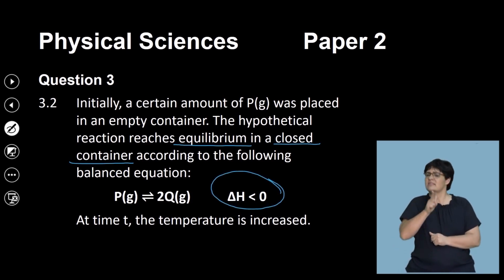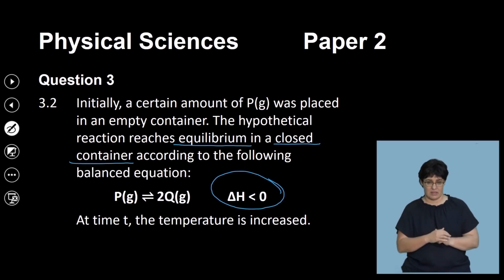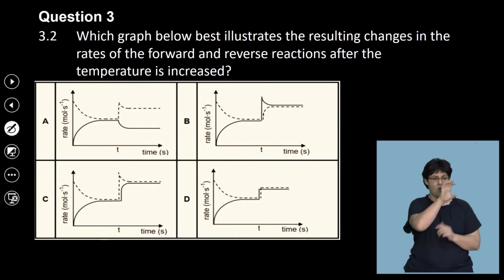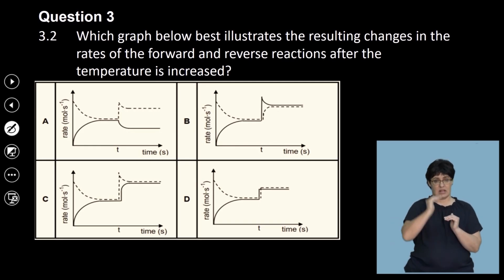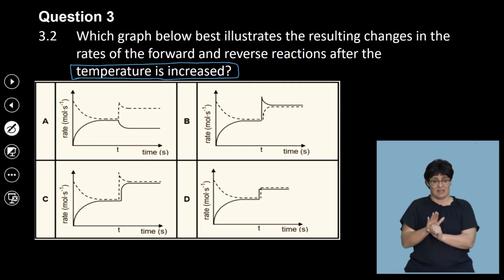It still says the forward reaction is actually exothermic, and then meaning, by implication, the reverse is actually endothermic. So at time t, the temperature is increased, right? So which graph below best illustrates the resulting changes in the rates of the forward and the reverse reaction after temperature is increased? So the main idea here, or the main factor, is temperature. The change that was effected is actually an increase in temperature, right?